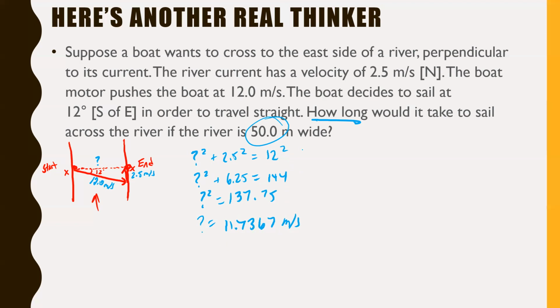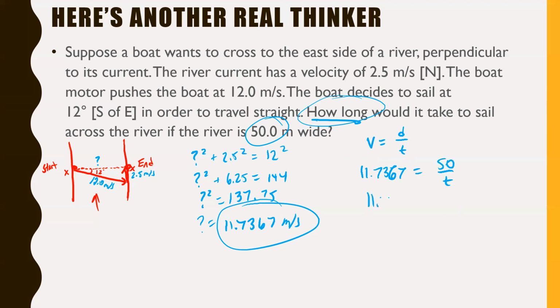Now, we know the river is 50 meters wide. If it is constantly going at this speed, we have something called uniform motion. And from earlier in this course, hopefully you remember, with uniform motion, when something is going at a constant speed, you can use the very simple formula, v equals distance over time. We know our velocity, that's the 11.7367. We know our distance, it's 50 meters. Time is what we're looking for because it was asking how long. Throw the numbers in. 11.7367 equals 50 over time.